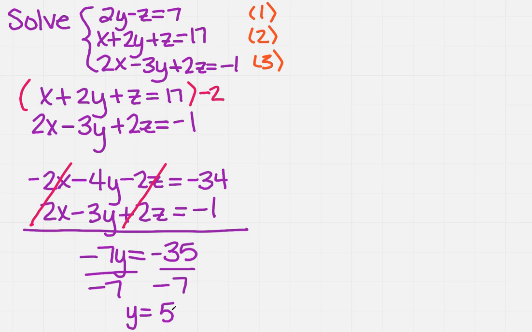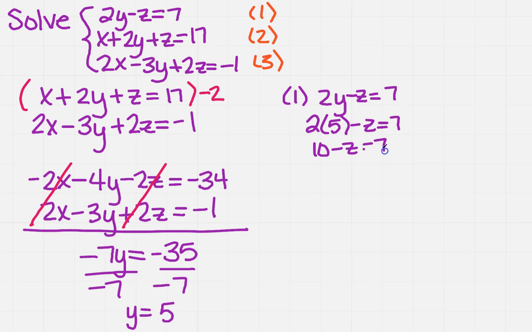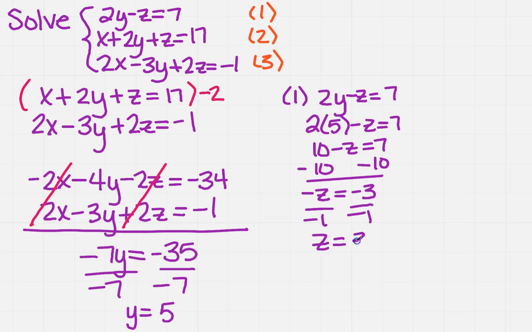So now if I know what y is, look at that. That first one doesn't have an x, so I can actually plug it back into equation 1, which is 2y minus z equals 7. So I can do 2 times 5 minus z equals 7. 10 minus z equals 7. I'm going to subtract 10 from both sides. I'm going to get minus z equals minus 3. Divide by negative 1, divide by negative 1. And I'm going to get z equals 3. Well, we're home free now, aren't we?